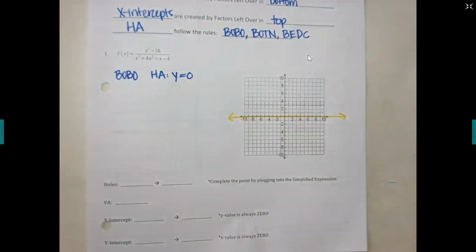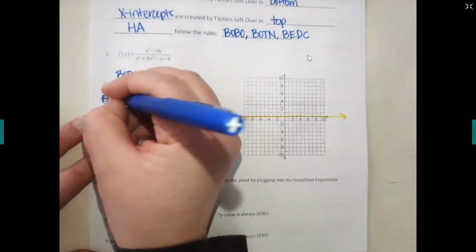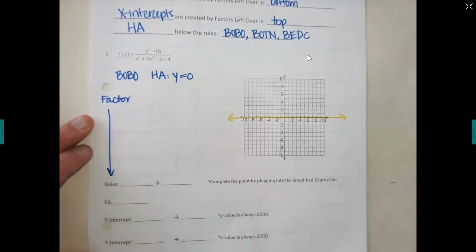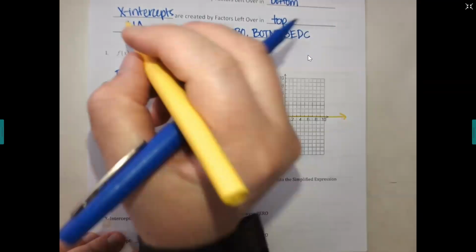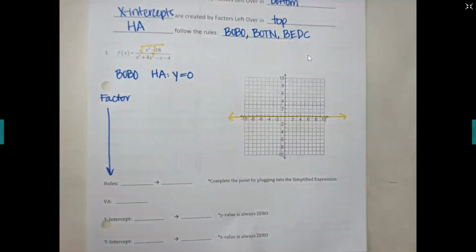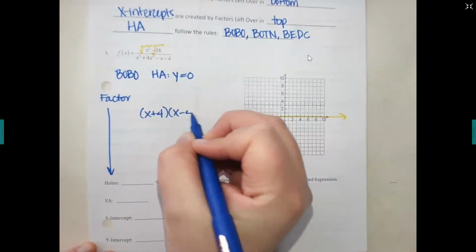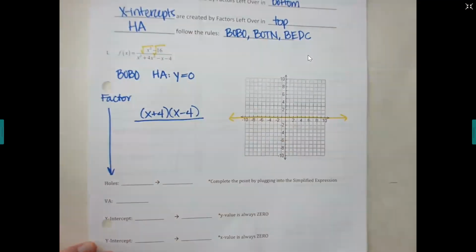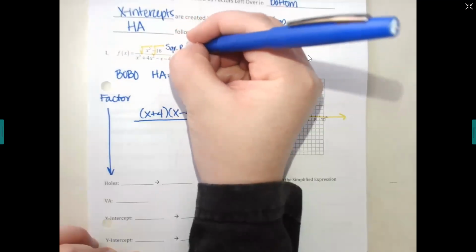Every other feature you have to factor to be able to find it. So I'm going to put factor right here. Everything else has to be factored for you to find it. So let's take a look at the top. What method could we use for the top? Perfect squares is correct. The square root of x squared is what? And the square root of 16 is plus or minus 4. Very good. So it's going to be x plus 4, x minus 4. And I'll put square root over here to the side.